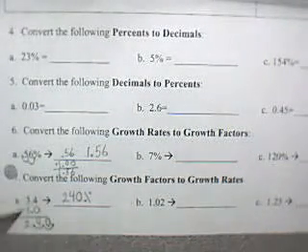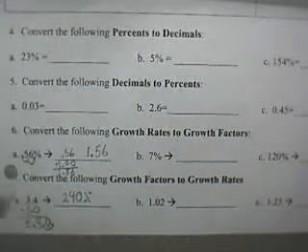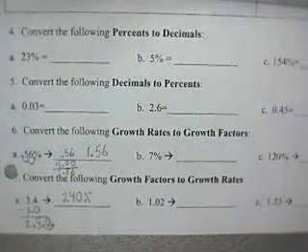So by subtracting 1 and converting it from a decimal back to a percentage, I've turned a growth factor into a growth rate. This thing must be growing at a rate of 240% every time the x value goes up.